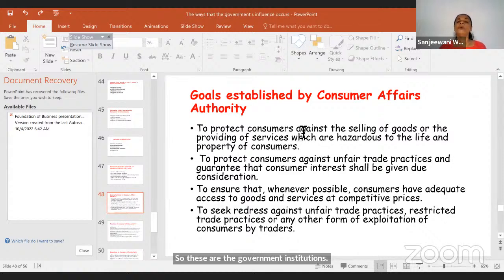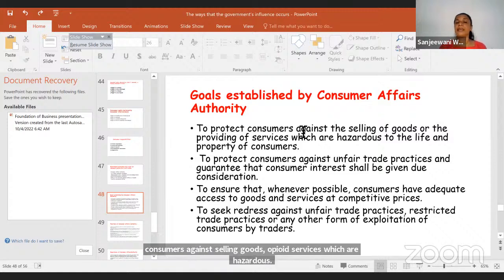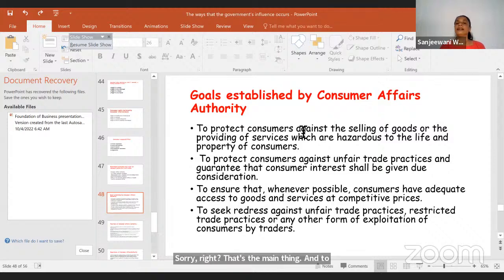Then what are the goals of this Consumer Affairs Authority, children? Now that's the main thing. What are their goals? The main thing is to protect consumers against selling goods or providing services which are hazardous. That's the main thing. And to protect consumers against unfair trade practices. Then to ensure that, whenever possible, consumers have adequate access to goods and services at competitive prices. And to seek redress against unfair trade practices. That is also one of the goals.